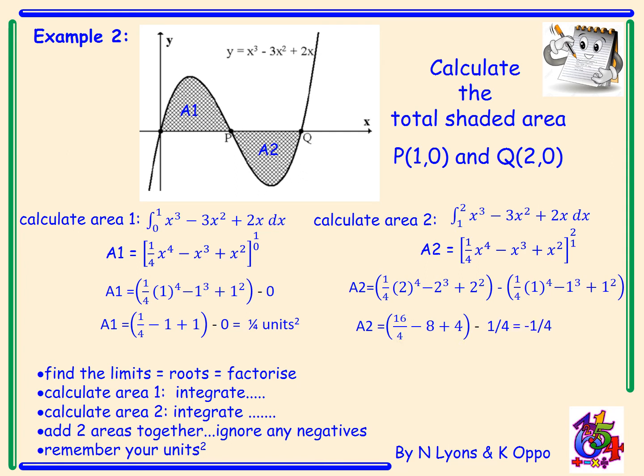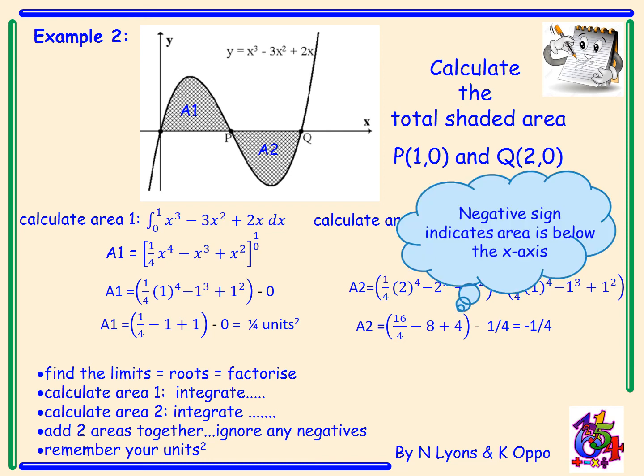Now that function looks symmetrical, so I'm not surprised I've got the answer to be a quarter. The negative is just telling me that the area lies below the x-axis. So the area 2 equals a quarter square units. To find the total area, we just add the area 1 to area 2. So we've got a quarter plus a quarter, which equals a half of a square unit.